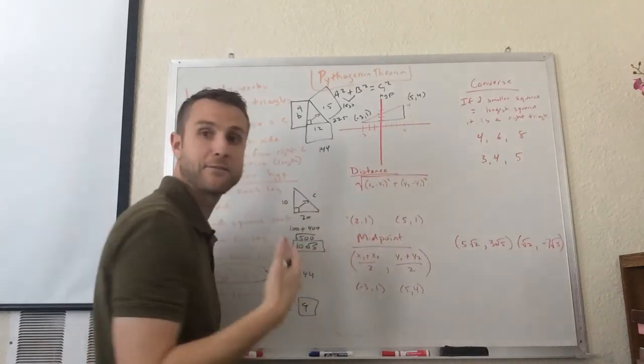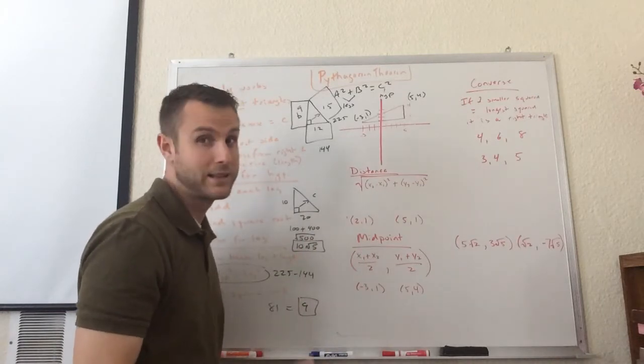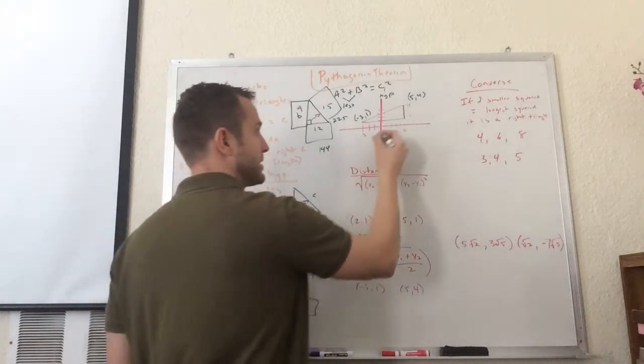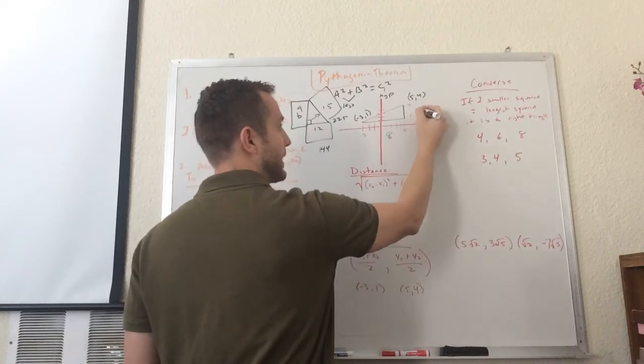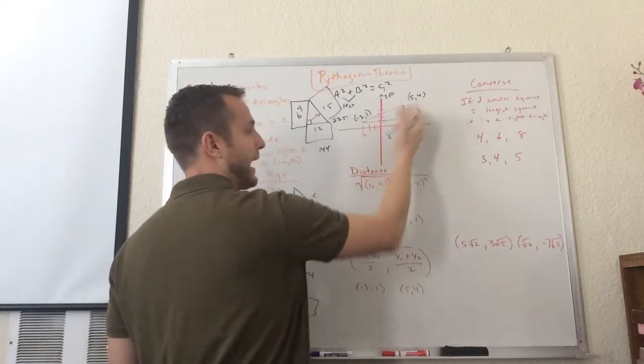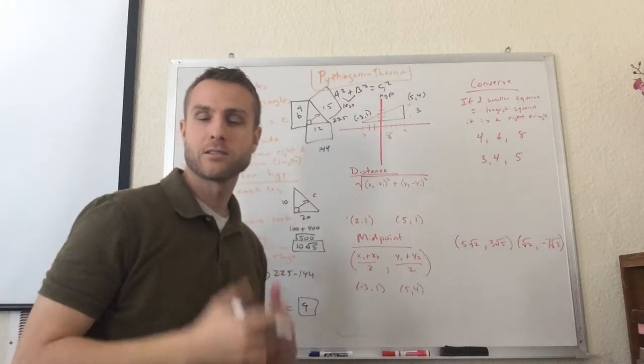I know the distance from here to here is just going to be the distance between 5 and -3. So I just subtract 5 minus -3. That's not 2. Two negatives make a positive. That's going to be 8. And then 4 minus 1 is 3. Now I have my two legs, so I can square them both and add them together.